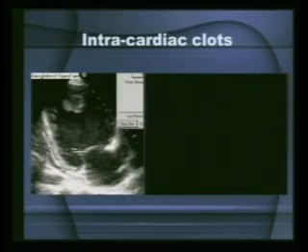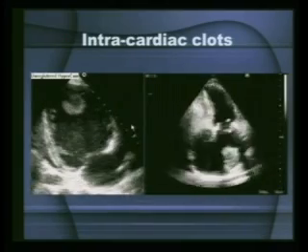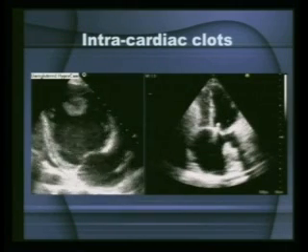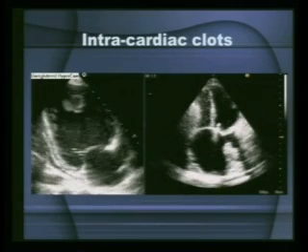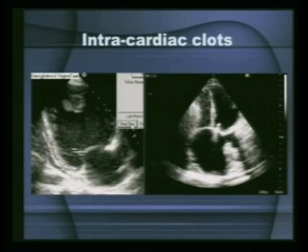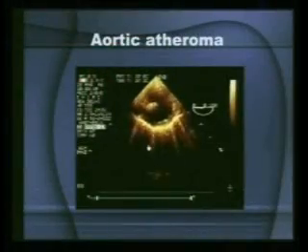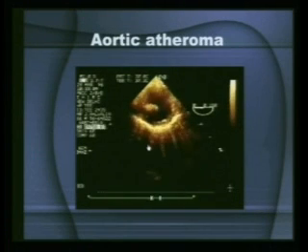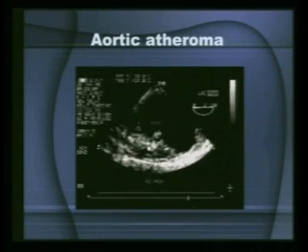It can show us LV apical clot or large LA clot, or it can show us clots in LA appendage. Sometimes there is patent foramen ovale with paradoxical embolism. And rarely we can have mobile atheroma in the ascending aorta, which can get dislodged and cause acute stroke.